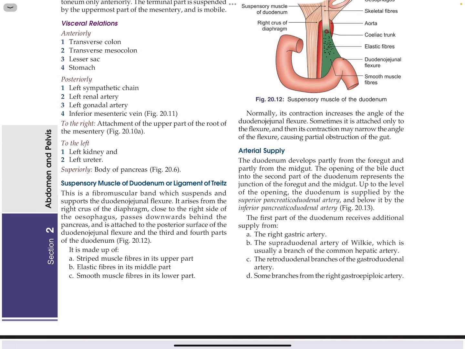The first part of the duodenum receives additional supply from the right gastric artery, the supraduodenal artery of Wilkie, which is usually a branch of the common hepatic artery, the retroduodenal branches of the gastroduodenal artery, and some branches from the right gastroepiploic artery.